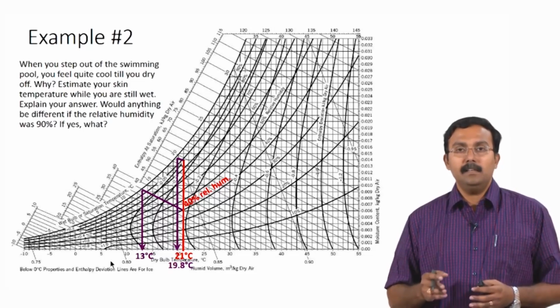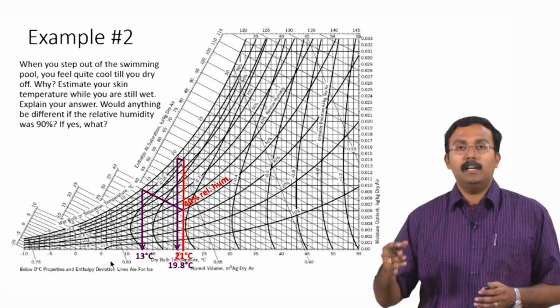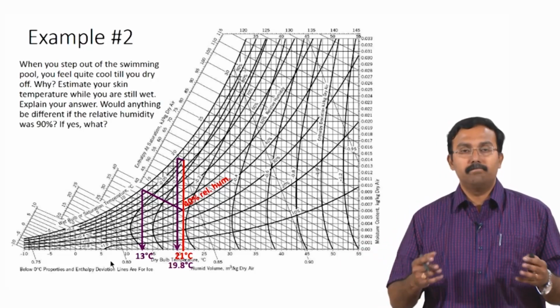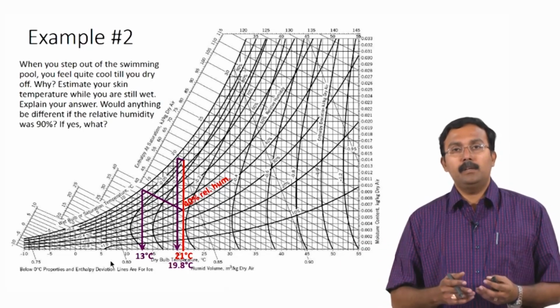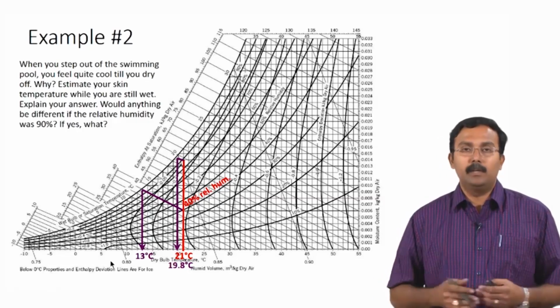So, that is the reason you would feel less cold if the relative humidity was higher, and this explains how some of these factors are important in day to day life. With this, we come to the conclusion of the psychrometric charts lecture. In the next class, we will look at how to use these psychrometric charts to perform energy balance calculations. Thank you.